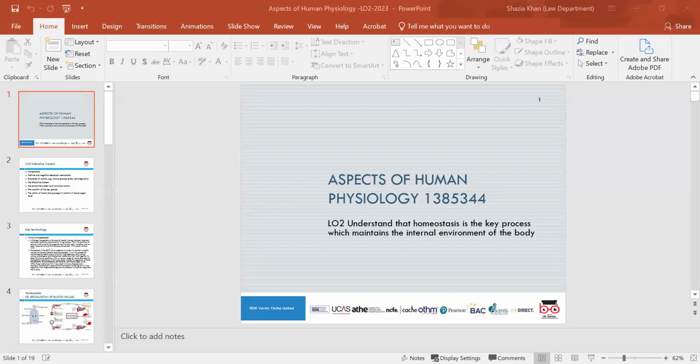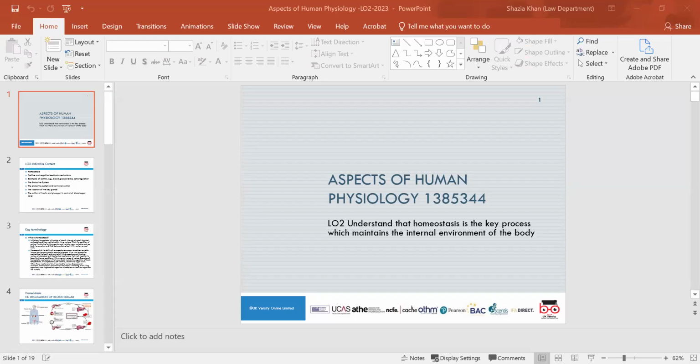Morning, everyone. My name is Shazia Khan, and today's learning outcome is learning outcome 2, and the unit is aspects of human physiology, to understand that homeostasis is the key process which maintains the internal environment of the body.